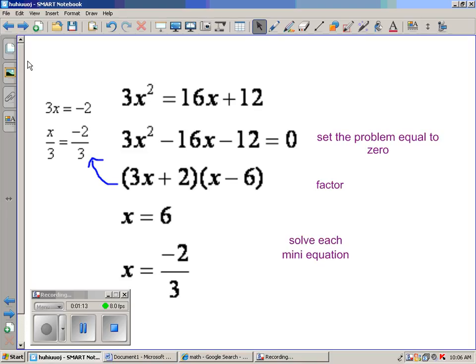To get x equals negative 2 over 3, we showed up on the upper left of the screen that 3x equals negative 2. And then once you divide by 3 to get x alone, you get x equals negative 2/3.